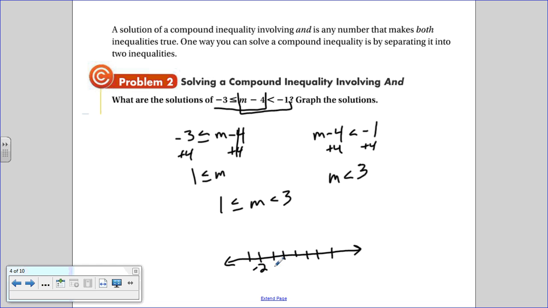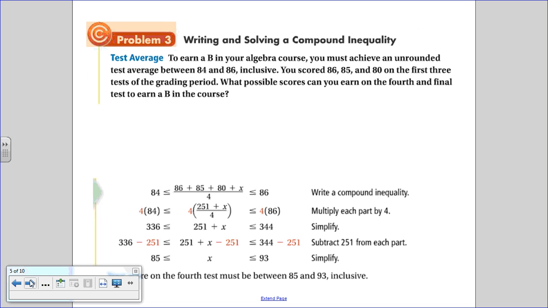we're going to have -2 right here, 0, 2, 4. So where m is greater than or equal to 1, here's 1, that's equal to, so we're going to fill in the circle. Here's 3 right here, and then we just fill it in between.